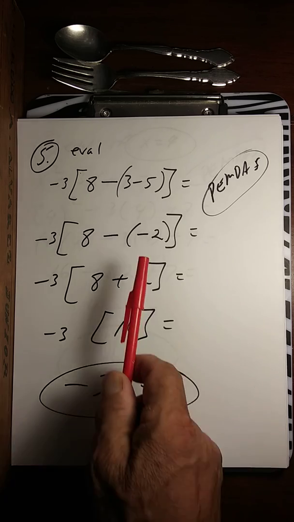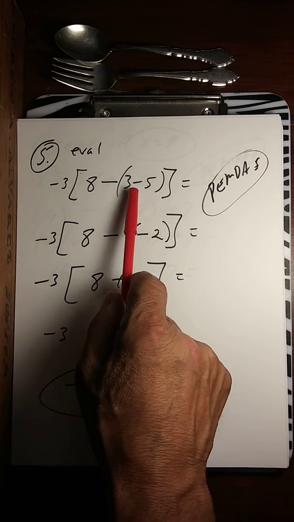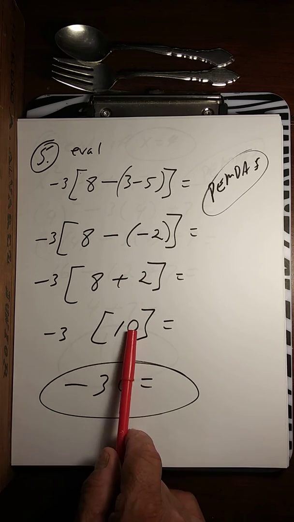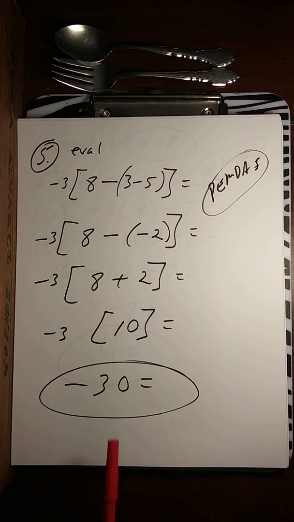Alright. Order of operations. Do the inside part. 3 minus 5 is negative 2. Negative and negative is positive. 8 plus 2 is 10. Negative 3 times 10 is negative 30.